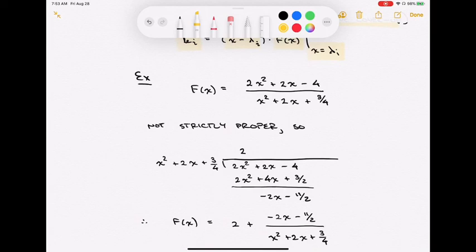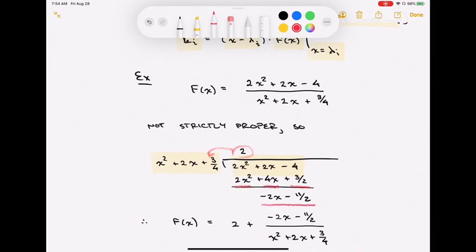So I'm going to do long division here. I'm going to take that denominator, x squared plus 2x plus 3/4, and put it into the numerator, 2x squared plus 2x minus 4. How many times does x squared go into 2x squared? Well, 2 times. Then I take that 2 and multiply it by that original denominator, and I get 2x squared plus 4x plus 3/2. Subtract these, and I'm left with minus 2x minus 11/2.